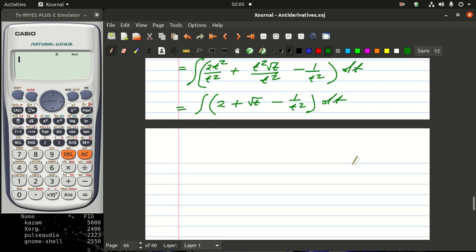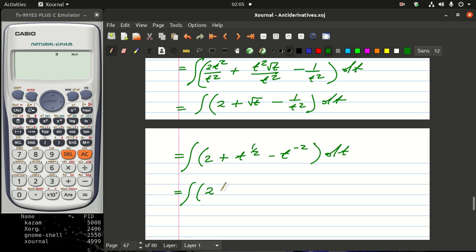So simplifying this actually makes our job easy, because this whole thing is the same as 2 plus t raised to 1 over 2 minus t raised to minus 2, and then you have a dt. It means that the t squared was actually in the denominator. So when you're actually dealing with this, you will end up finding that you are having a 2. Now it's time for me to actually solve it.